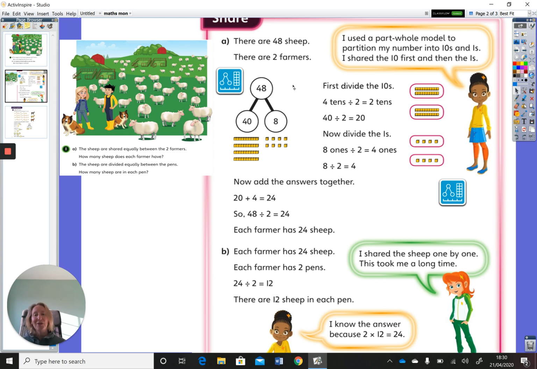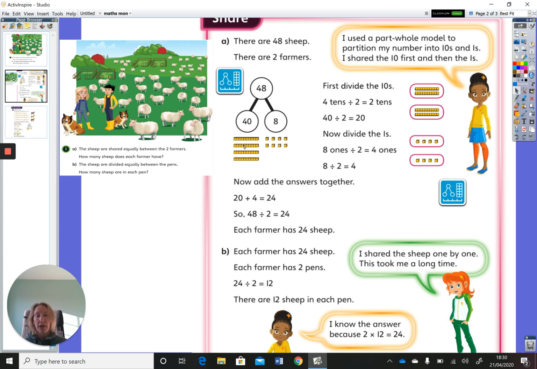The part-whole model is good because it allows you to partition the numbers, okay? And remember, we've used it before when we were adding, when we were taking away, and when we were multiplying. So for division we're going to do exactly the same thing. You put the total number in the top, which in this case is 48, because the 48 represents the number of sheep. And then you're going to partition it into tens and ones.